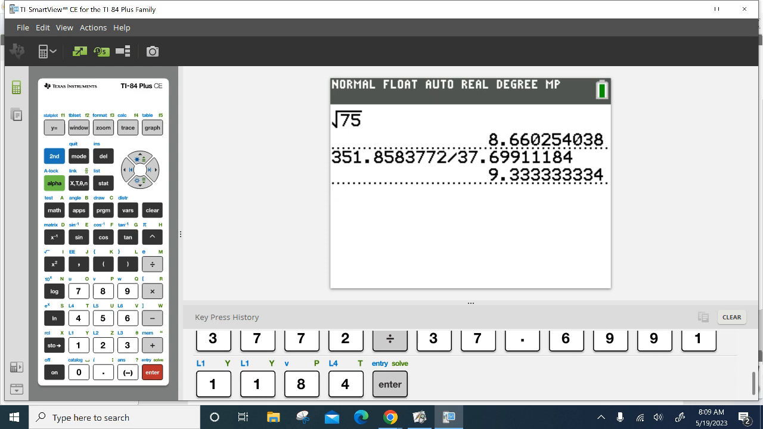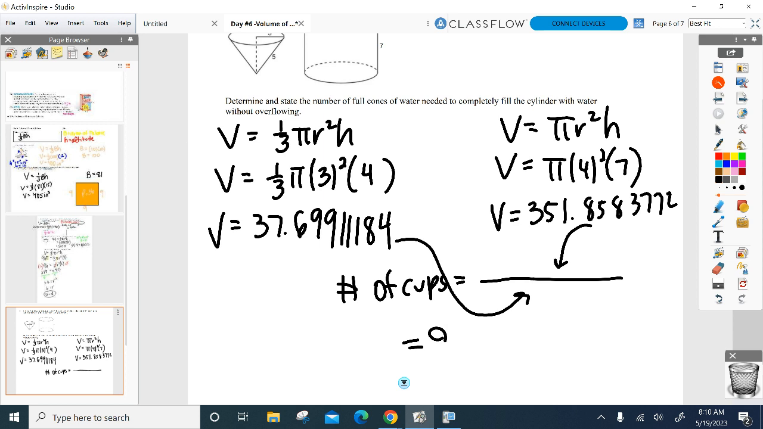So how many cups? Full cups, because read the directions. Determine and state the number of full cups water needed without overflowing. So do I go 9 or do I go 10 here? Because that's how many cups it's going to take. But as we know, we can't do a third of a cup there. So 9 or 10. That's what I was thinking. 9. Why 9? Because if I do 10, what's going to happen? It's going to overflow, right? Because this is exactly how many cups, but we can't do a third of a cup. It's got to be full cup. So if we do 10, that bad boy's overflowing. So it's got to be 9 full cups.